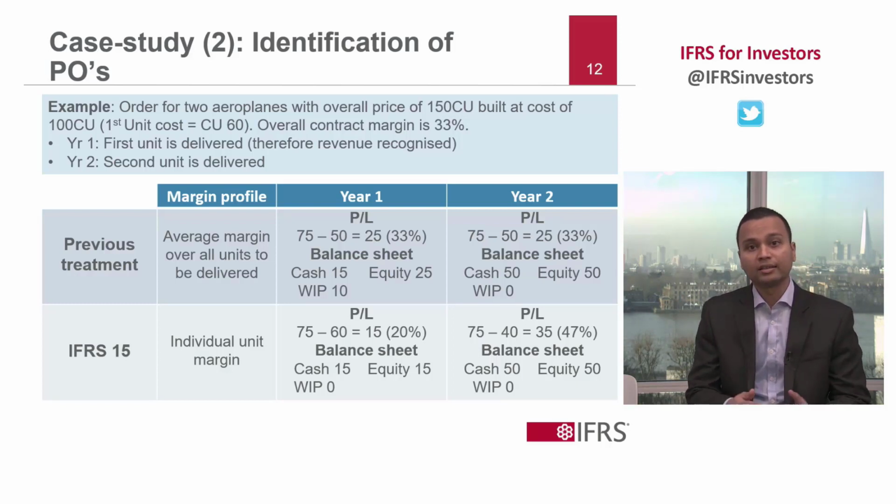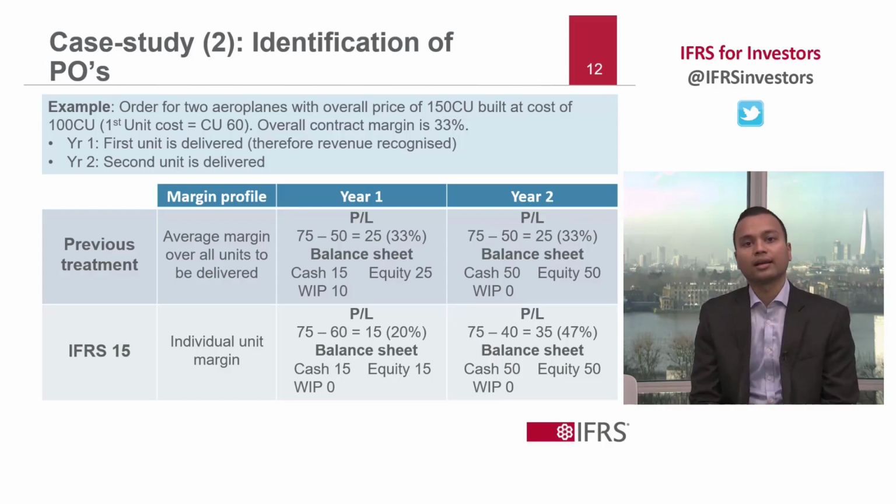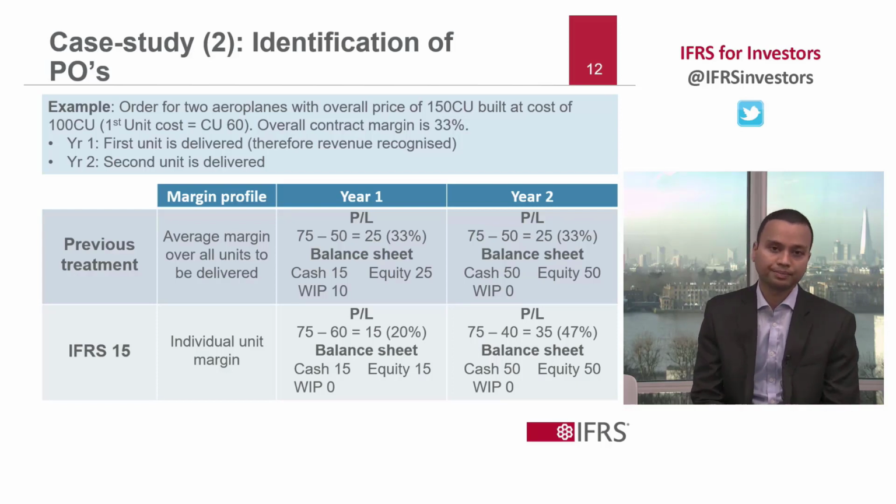A plane is delivered each year for a cash payment of 75. This adds up to an overall contract margin for the 2 planes of 50 over the total revenue of 150, or 33%. We're also told that the first plane is more expensive to build and costs 60, implying that the second plane costs 40. The table on this slide illustrates the P&L and balance sheet under the two treatments.